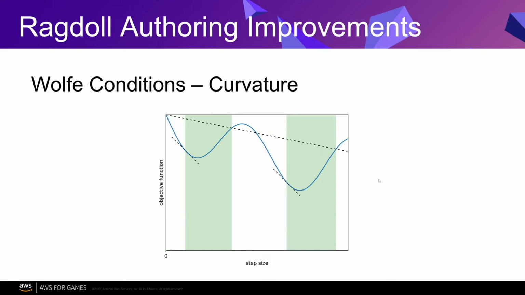And then the second condition is related to the curvature of the function at that point. So you basically want the slope to be greater than this other dashed line in order to accept it, because otherwise you're basically taking a step size which is too small, and you could do better by increasing your step size.